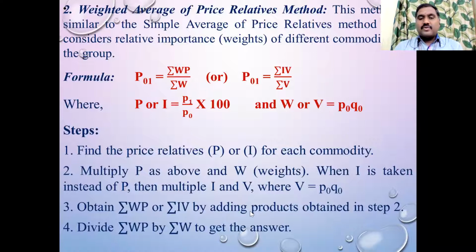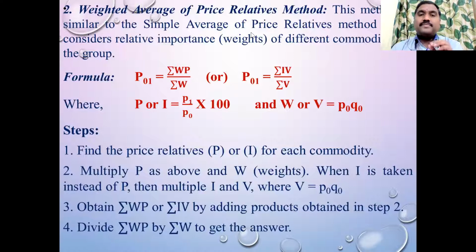Okay, is it clear now? Do you have any confusion about these formulas? Some may get confused about which formula to use. If W and P are given, use this formula. If I and V are given, use this formula. Sir, only W is given, they didn't give P at all, but they gave P1, P0: use this.